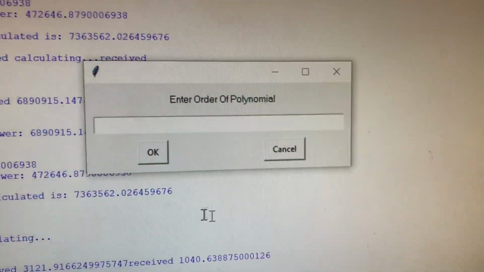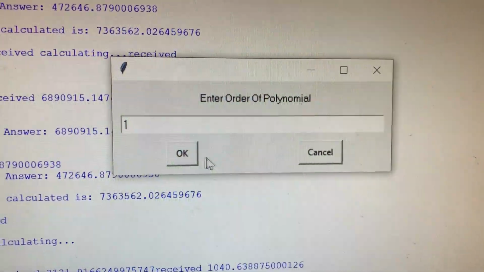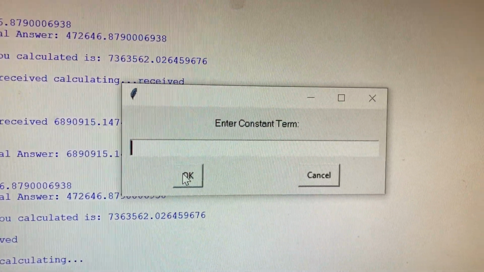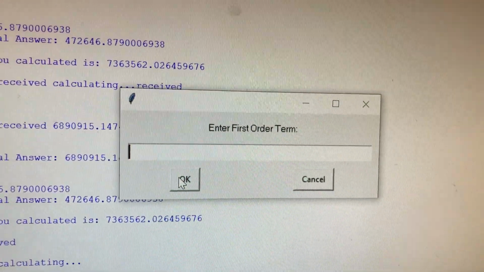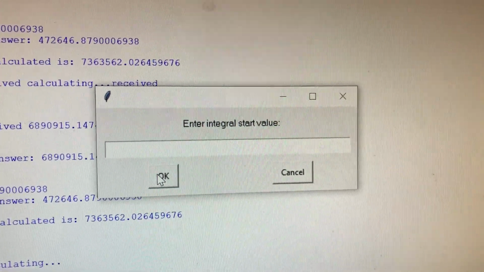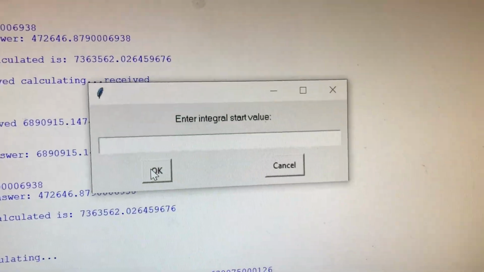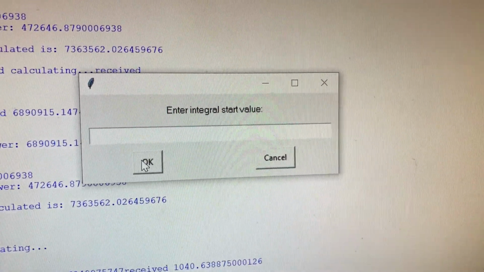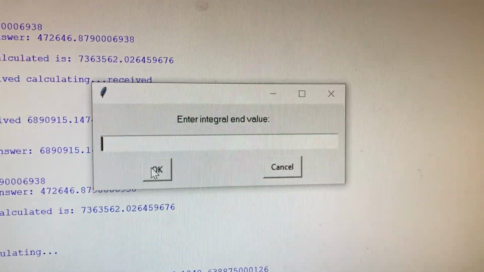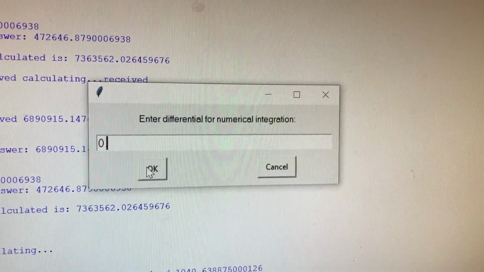Let's do this again. So if we enter the first order polynomial, enter the order of the polynomial as first order, which is a line, and we're going to enter the constant term, which is nothing. The first order term is 31. Okay, so let me enter that in our calculator here. 31. And it's going to run between 0 and up to 15. Small differential.